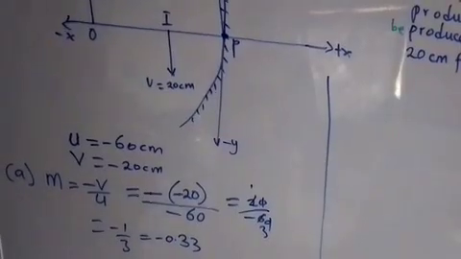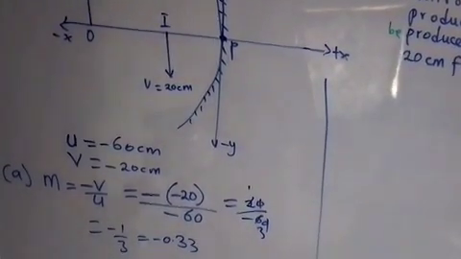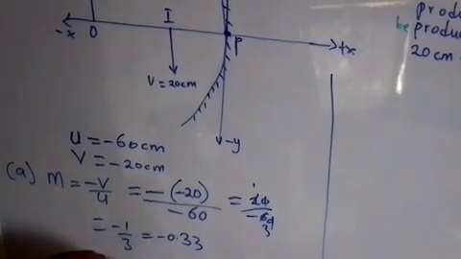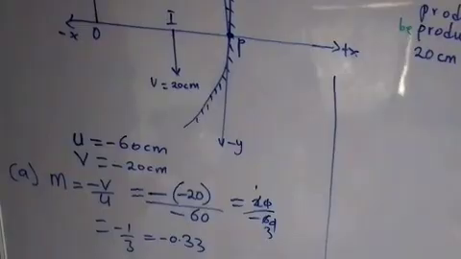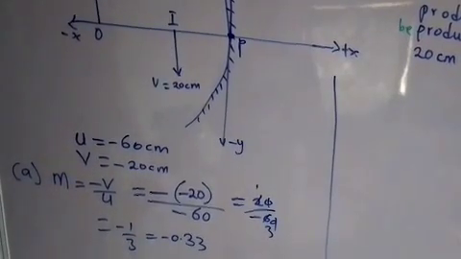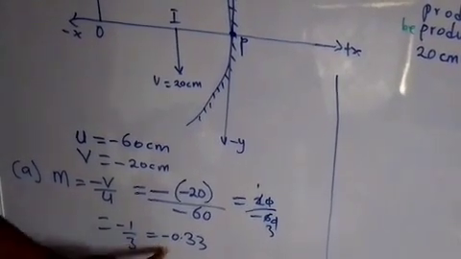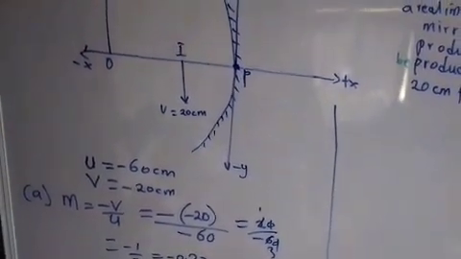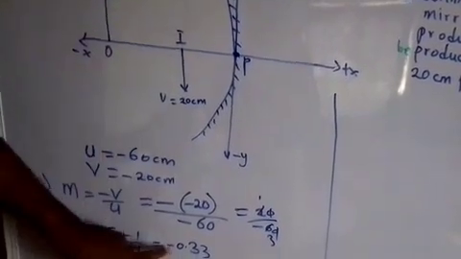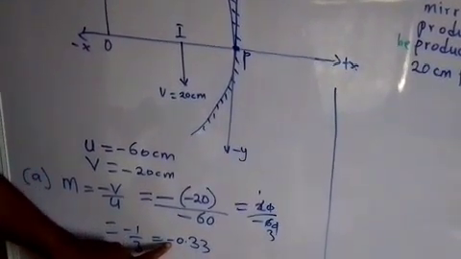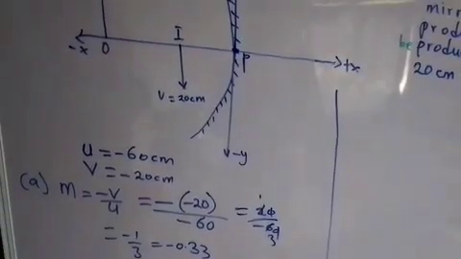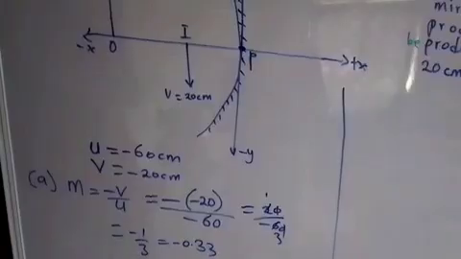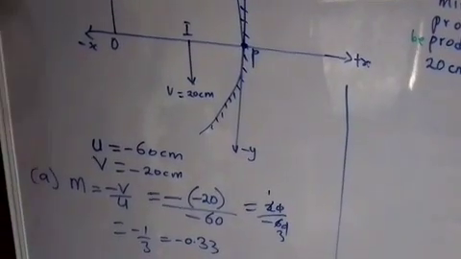This is the magnification, telling us the size of the image is smaller than the size of the object because it is less than 1. The minus is telling us that while the object is standing up, the image is standing in the opposite direction. That's the meaning of this minus. Now we've solved the A part. Let's go back to the question and solve the B part.